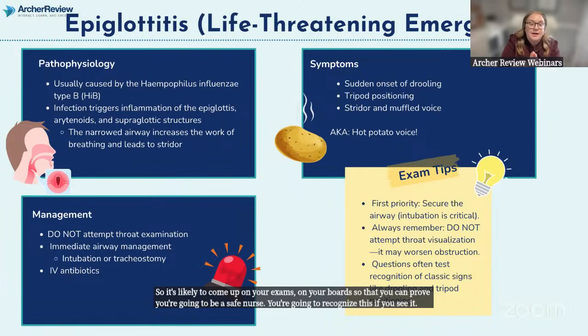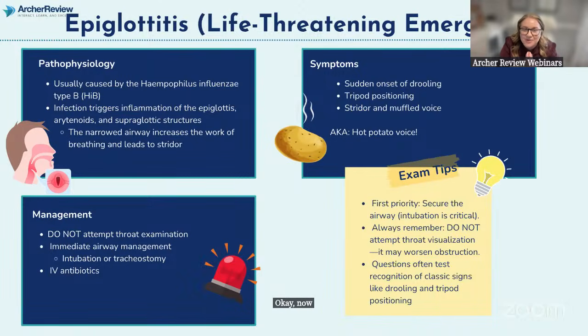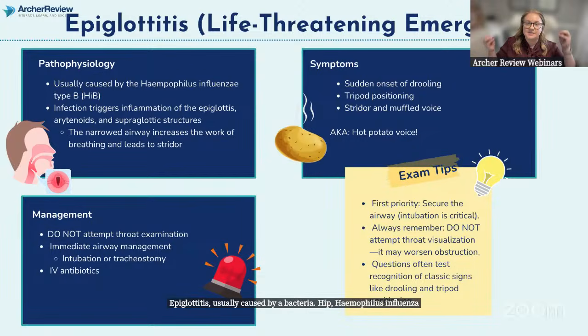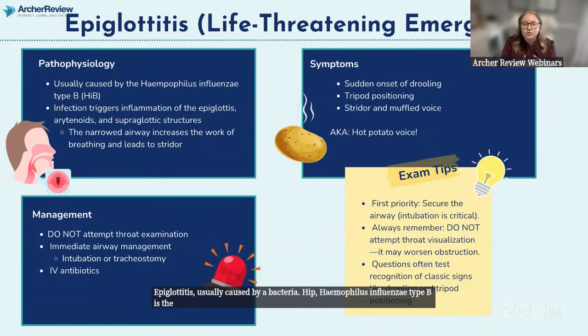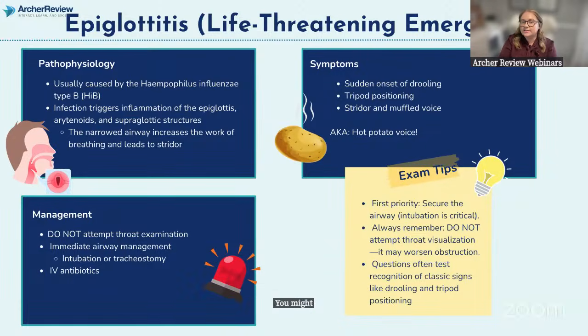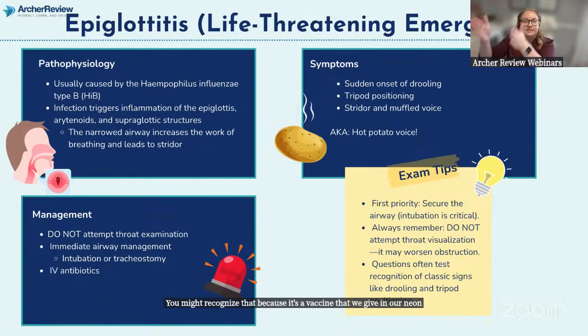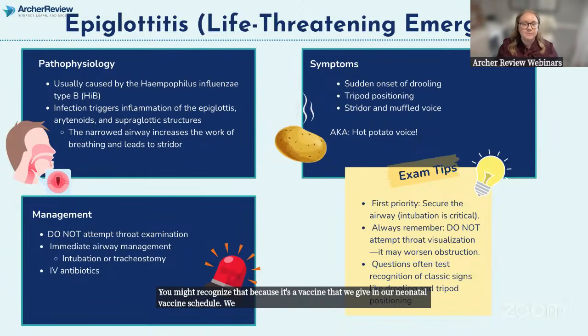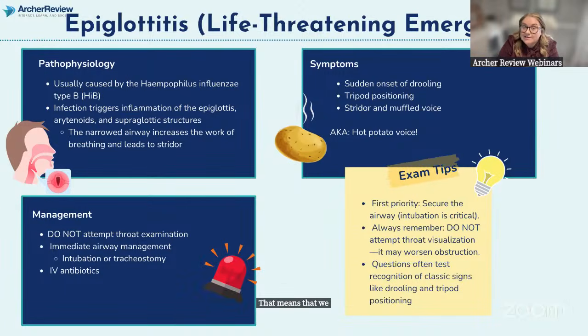Okay. Now, this is the first time I can tell you, epiglottitis is usually caused by a bacteria. Hib, Haemophilus influenzae type B, is the bacteria that usually causes epiglottitis. You might recognize that because it's a vaccine that we give in our neonatal vaccine schedule. We give it at 2, 4, and 6 months. That means that we don't see a lot of epiglottitis anymore.